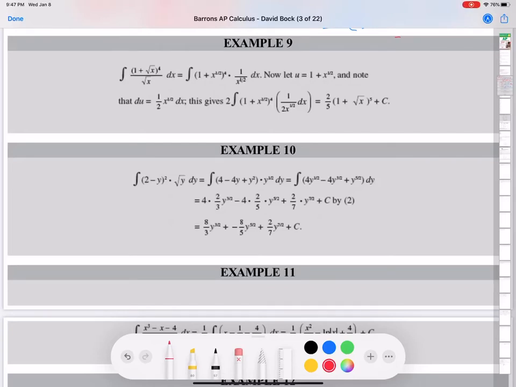Hi everyone, welcome back to my AP Calculus class. I will keep explaining U-substitution with basic formulas from example 9.